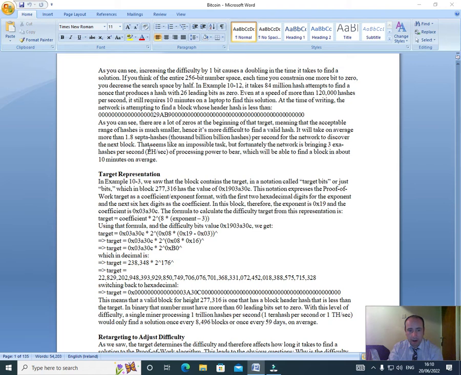It will take on average more than 1.8 zettahashes, 1,000 billion billion hashes, for the network to discover the next block. That seems like an impossible task, but fortunately the network is bringing 3 extra hashes per second (exahashes per second) of processing power to bear, which will be able to find a block in about 10 minutes on average.